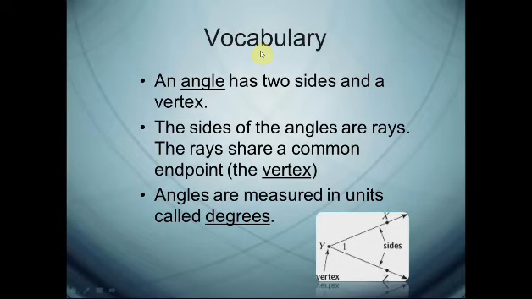After that, the angle. What is the meaning of the angle? An angle has 2 sides and a vertex, and the 2 sides are rays. The rays share a common endpoint. This point is called the vertex. Angles are measured by a unit called degree. For example, this angle XYZ, and here point Y is the vertex. The rays YX and YZ are the 2 sides.